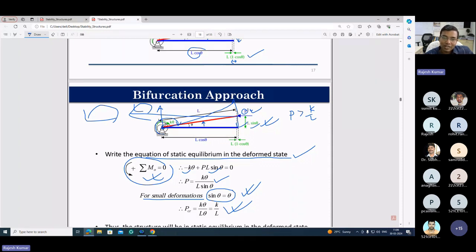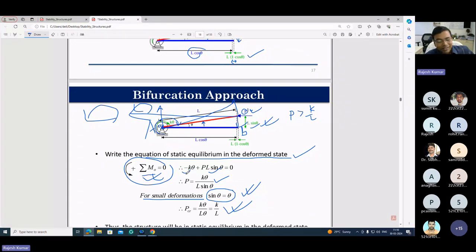Let us consider the left point A and the right point B. At the left point, the origin, you consider summation of MO is equal to 0. Now K theta comes from the rotational spring. For a translational spring, force is the deformation, K into X. But here you have a rotational spring, so K into theta directly gives the moment.